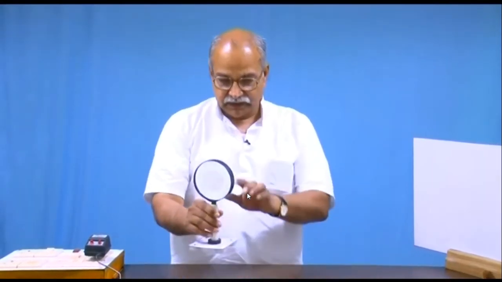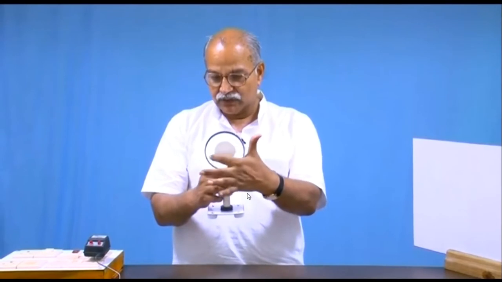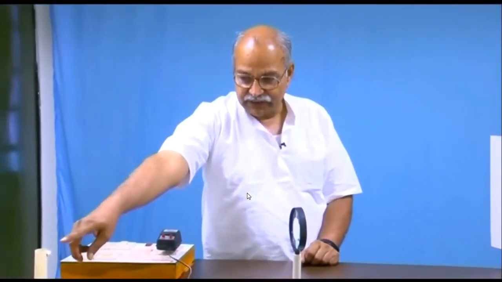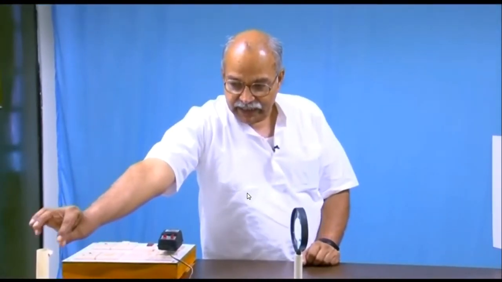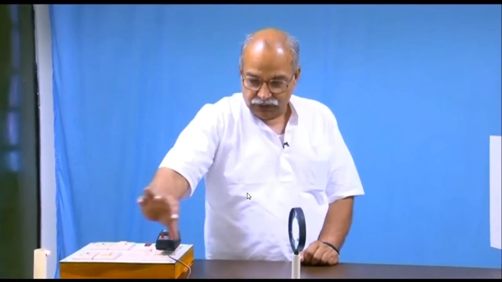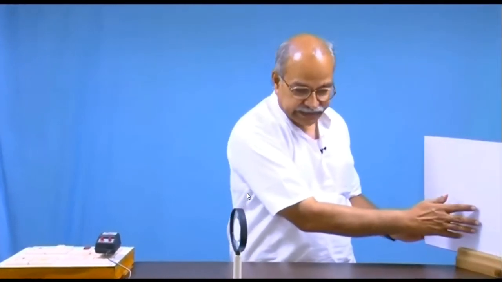And I have put some opaque disc here at the center so that rays will only go through the outer part of this lens. And then I have a bulb here, a torch bulb which is glowing. And then light from this bulb goes through this lens and forms an image on the screen.